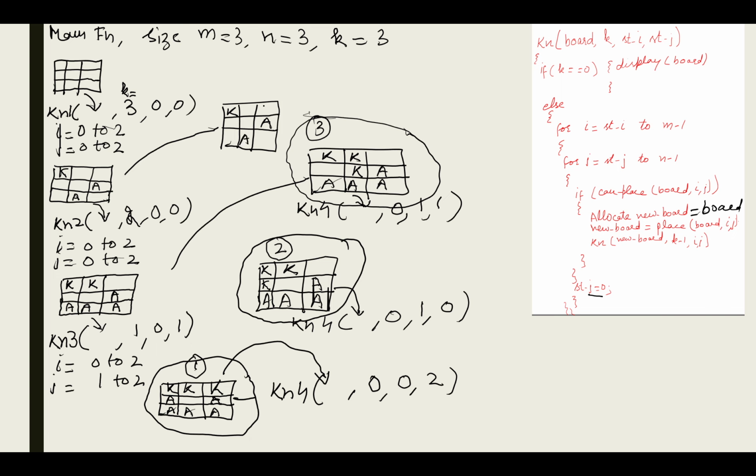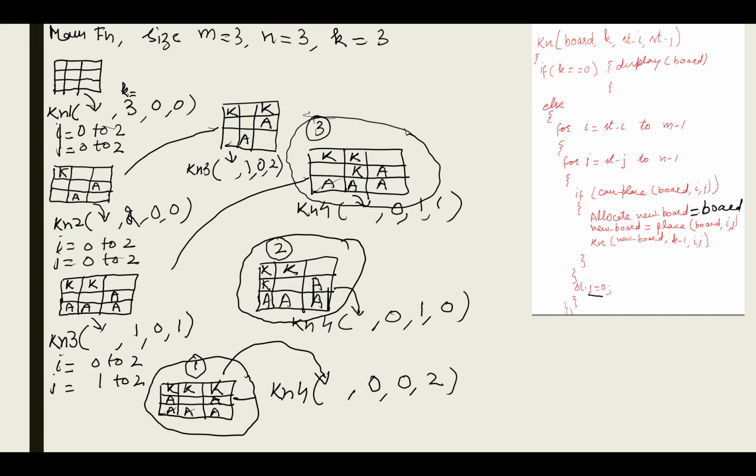This time it places the knight here. In the previous case it placed the second knight here. This time it places the second knight here and it calls Kn3 again by giving this board. It knows K is 2, so K minus 1 is 1, and the value of I is 0 and the value of J is 2. So we can see that Kn2 plays the second knight and calls Kn3. From there onwards Kn3 starts checking.